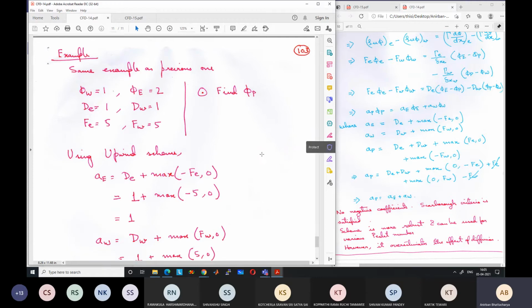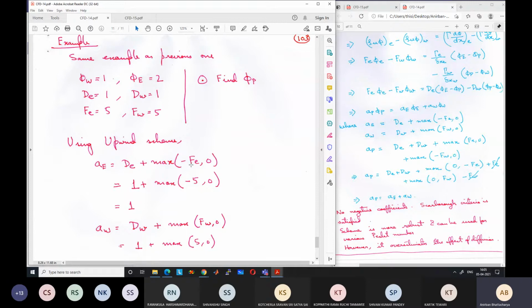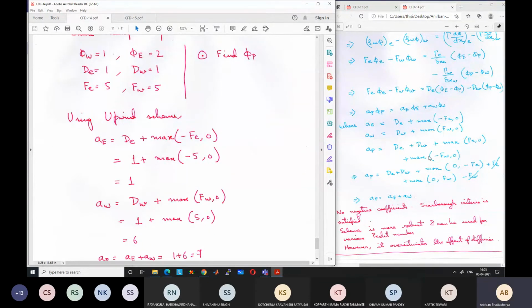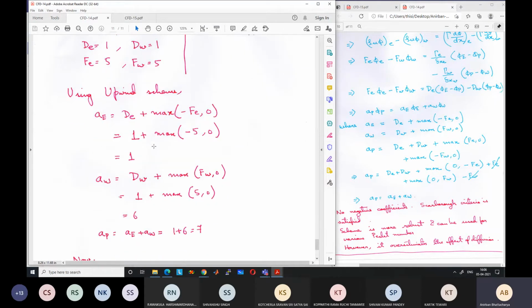Let us derive these values. So aE is equal to DE plus max of minus FE comma 0. D is given as 1, max of minus 5 comma 0 is 0. So 1 plus 0 which is equal to 1. aW is equal to DW plus max of FW comma 0. Because FW is 5, maximum of 5 comma 0 is 5. So aW is equal to 1 plus 5 which is equal to 6. And aP is equal to aE plus aW, so 1 plus 6 is equal to 7.